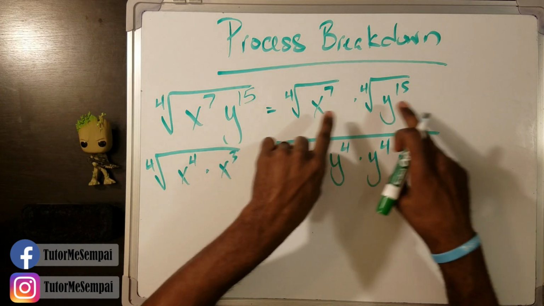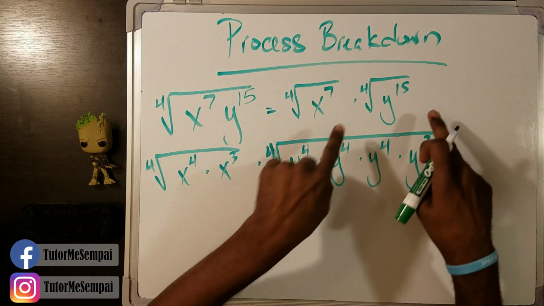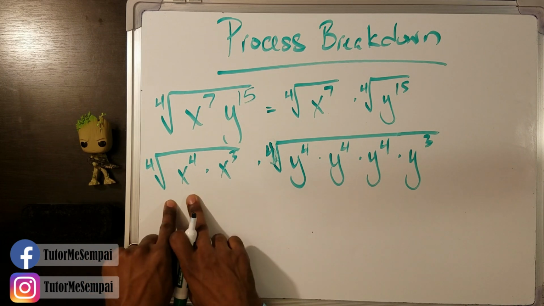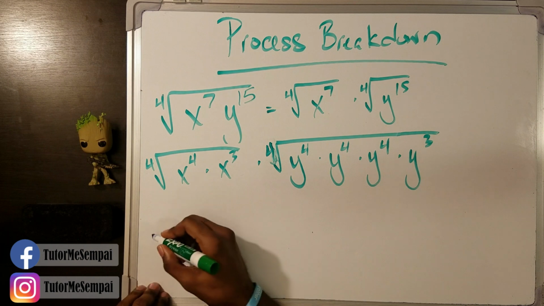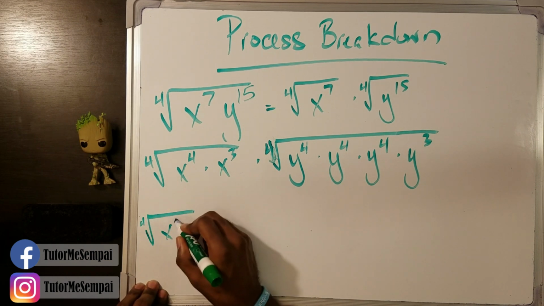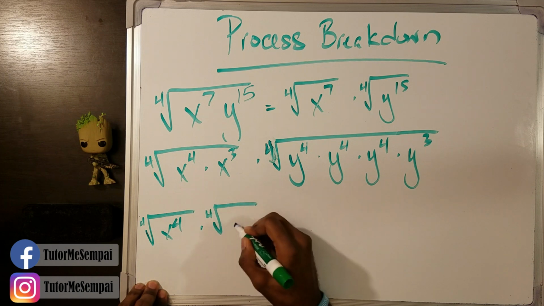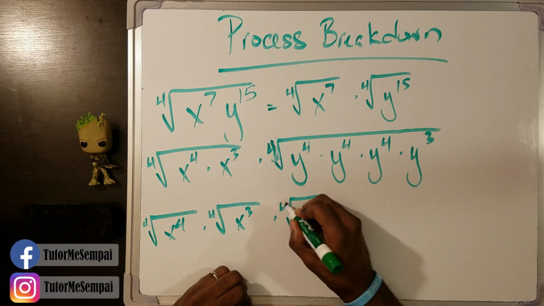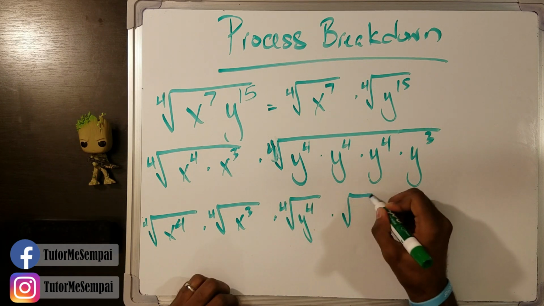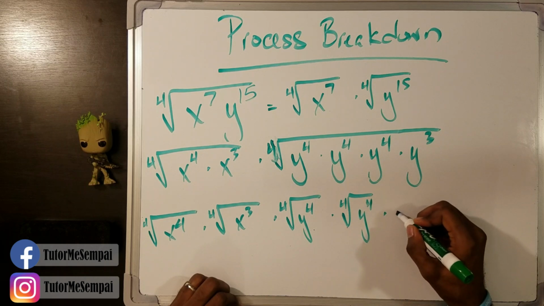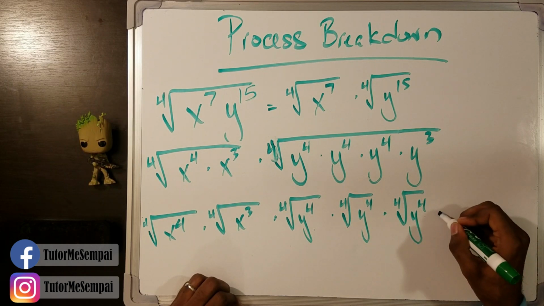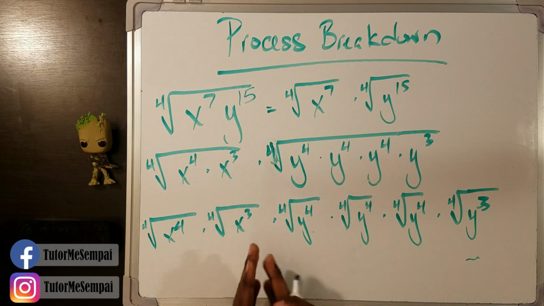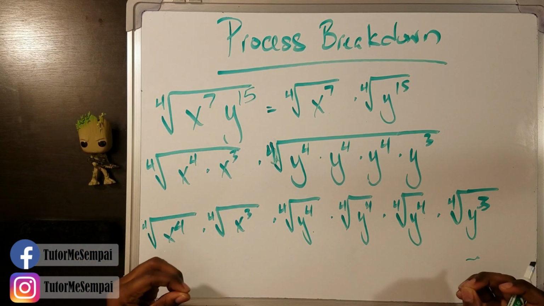So you see, we're breaking down each one individually, right? Our x's first, then we break down our y's, and the process is going to be the same. So going back to our x's, we can break this up into its own radical, right? So that's going to be the fourth root of x to the 4th times the fourth root of x cubed. Same thing for our y's. This is going to be the fourth root of y to the 4th, times the fourth root of y to the 4th, times the fourth root of y to the 4th, times the fourth root of y cubed.